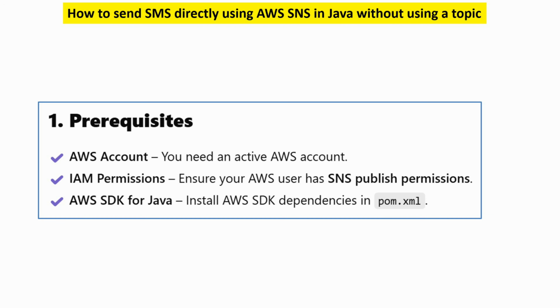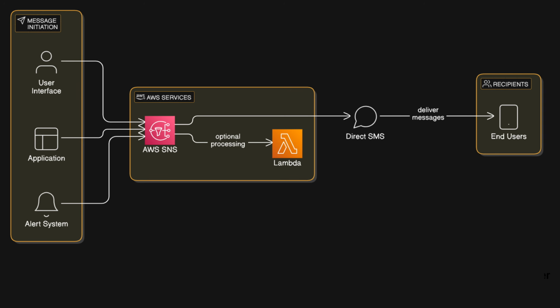In this video tutorial I will explain how to send SMS directly using AWS SNS in Java without using a topic. In this diagram, you can see three participants: publishers, then AWS SNS, and recipients. And we will write the Java code which will send a message to AWS SNS that will be delivered to the end user phone. We will see how to do that.